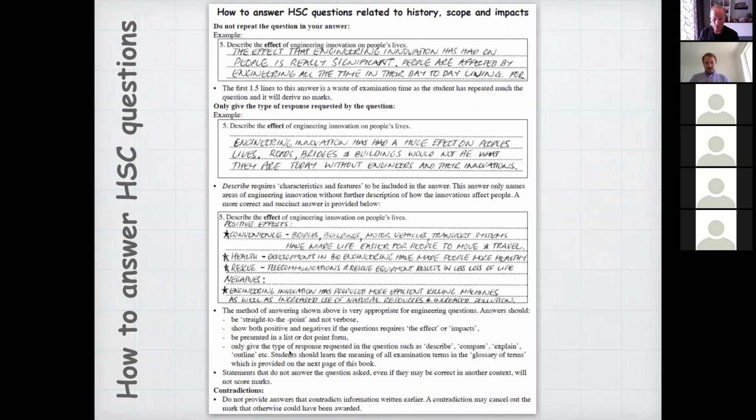And only give the type of response such as describe, compare, explain, or outline. Don't go off into any tangent, because if you do that, you won't get any marks and you've wasted your time doing that.